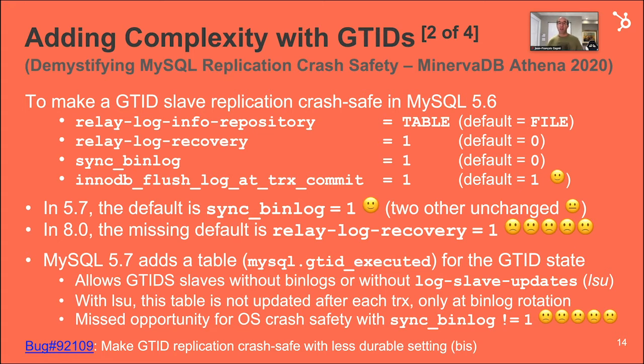So this is a bug I opened only for 5.7. It's the follow-up of the Facebook bug to make GTID replication crash safe with less durable settings. And in this bug, I suggest to update the GTID executed table after each transaction.